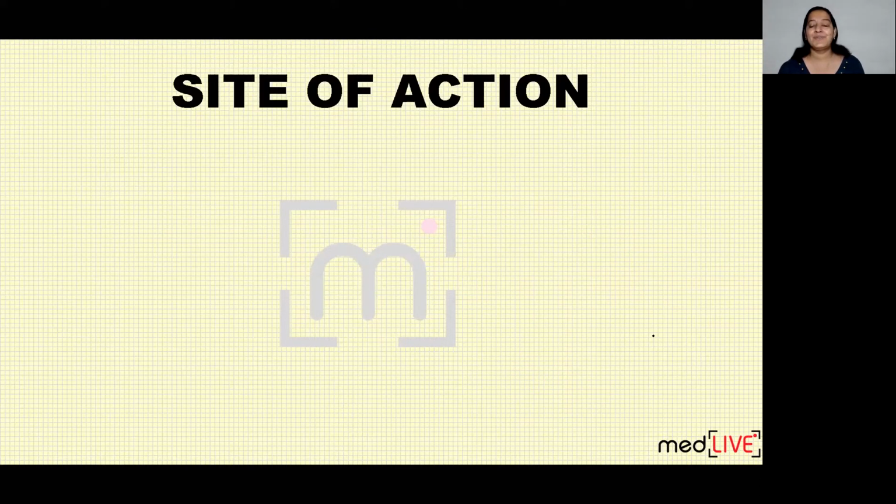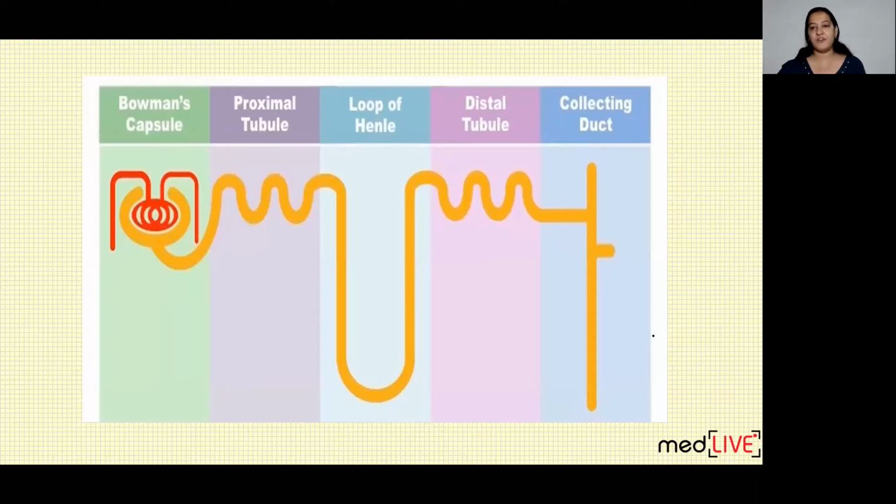Now for the site of action, this is a nephron. Can you tell me the parts of the nephron? I have already told you. This is the glomerulus. No diuretic acts on the glomerulus. Diuretics only act on tubules. So what is the sequence of tubules?